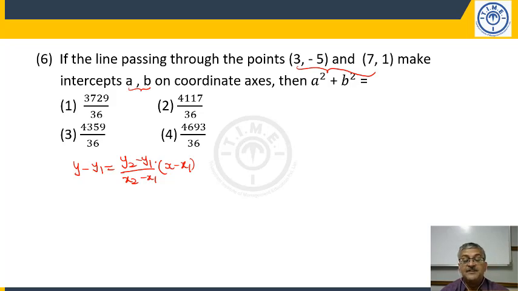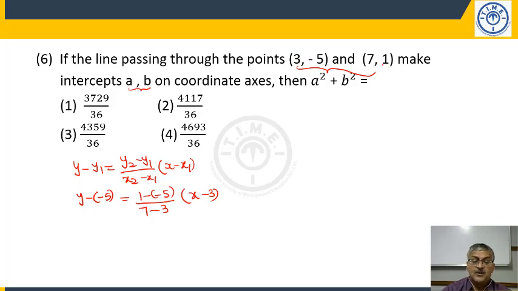When 2 points are given, what is the equation of a line? y minus y1 is equal to y2 minus y1 by x2 minus x1 into x minus x1. Here what are the 2 points? 3 minus 5 and 7 1. So the line is y minus 5 is equal to 1 minus 5 by 7 minus 3 into x minus 3. This is taken as the x1 y1, this is considered as the x2 y2.